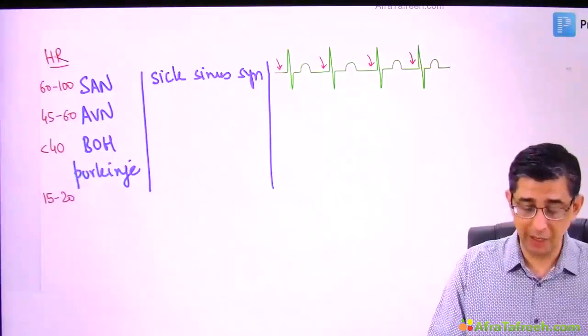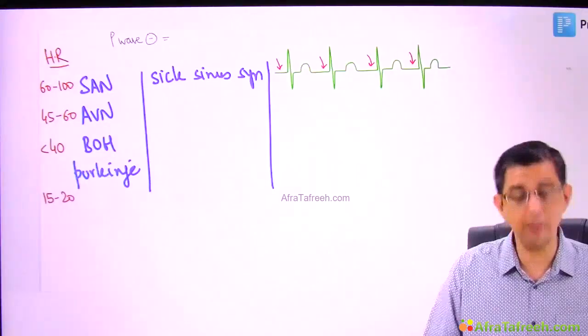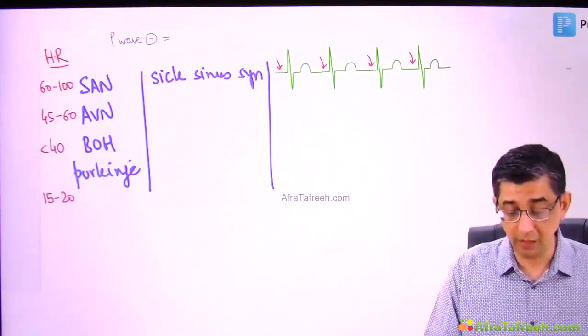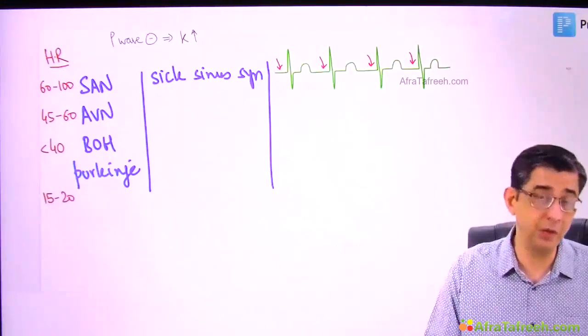In fact, at this juncture, what are the scenarios in ECG where P waves are going to be absent? One is electrolyte imbalance. If hyperkalemia of the severe variety occurs, then the P waves tend to disappear.